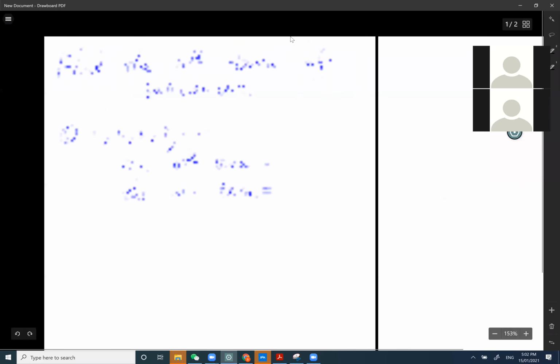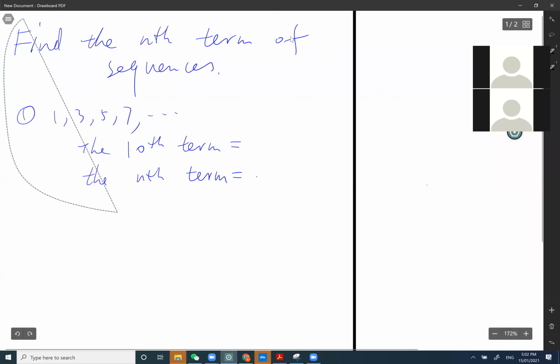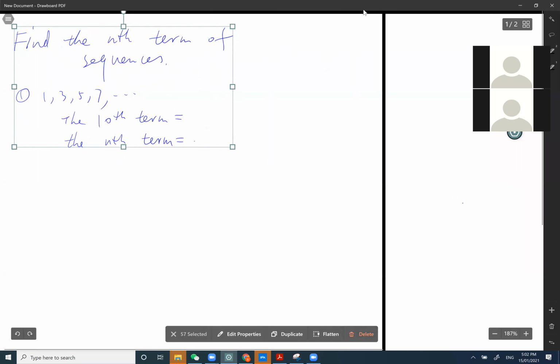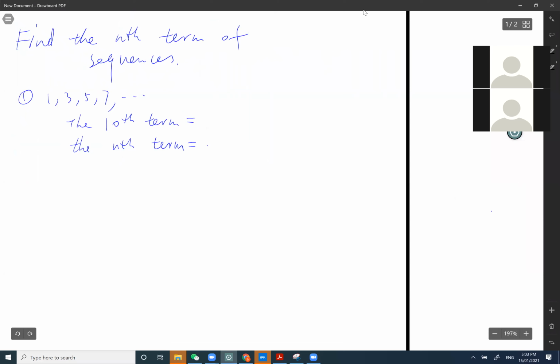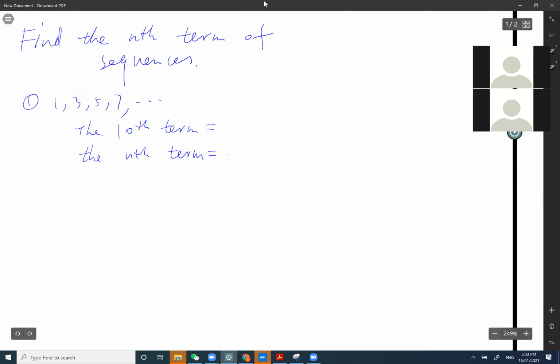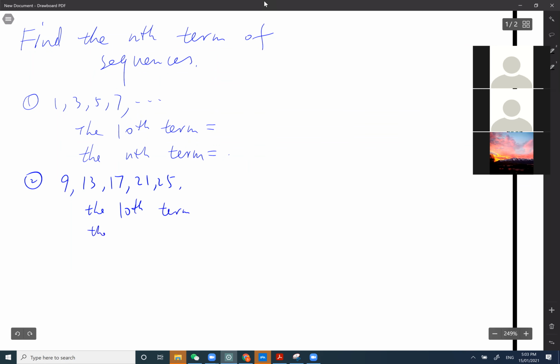Question 1. Very important. NCEA is in the topic called the table graph pattern. For Cambridge, it's in numbers and in algebra, in 2 topics. How you find the 10th term? The second one: 9, 13, 17, 21, 25. What's the 10th term? What's the nth term?